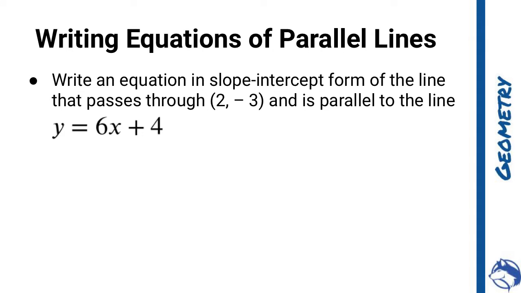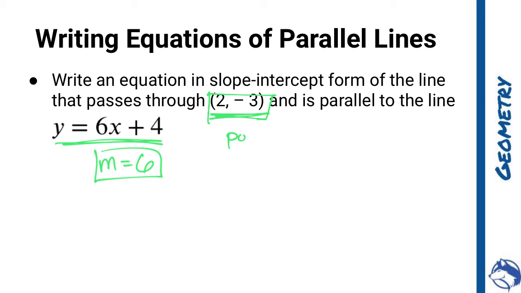So in this one, we're going to write an equation of a parallel line. We want it to pass through this point and be parallel to this line. Well, remember, if we're having a line that's parallel to it, they have to have the same slope. So my slope has to be equal to 6, and this is my point that they give us.